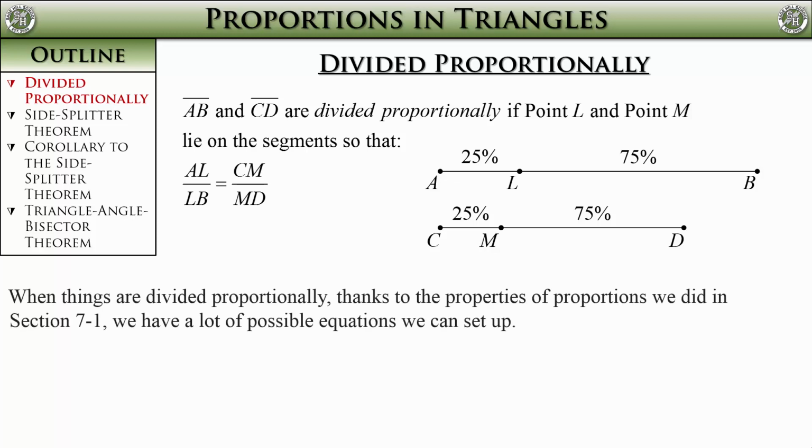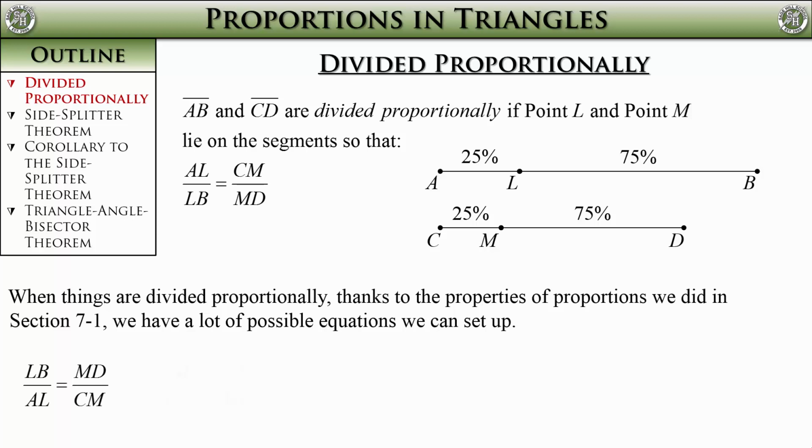When things are divided proportionally, thanks to the properties of proportions we did in section 7.1, we have a lot of possible equations we can set up. It's actually kind of amazing that all of these things end up working out. In the official definition, the proportion they set up went from left to right. AL over LB is equal to CM over MD. Great. We could also have worked from right to left. LB over AL equals MD over CM.